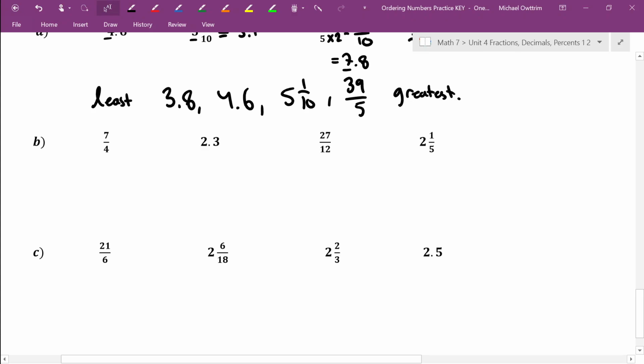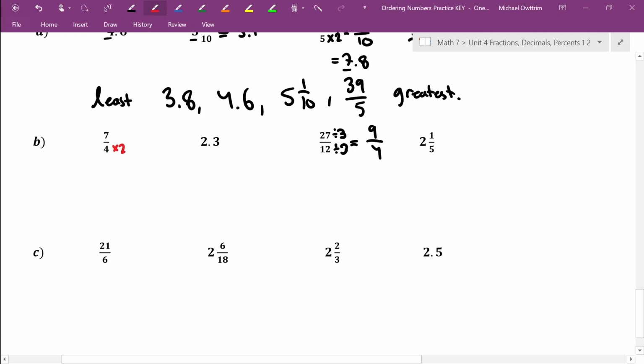In question B, if I take a look, I've got 7/4, 2.3 is already a decimal, 27/12 can reduce, and 2 1/5 is pretty easy to make a decimal. Let's try reducing this, see what happens. Both of them divide by 3. That gives us 9/4. And that is also pretty easy to make a decimal. So let's go ahead and make some decimals here.